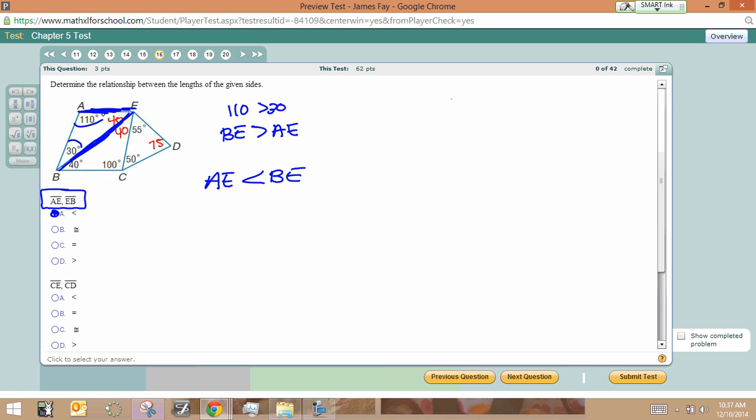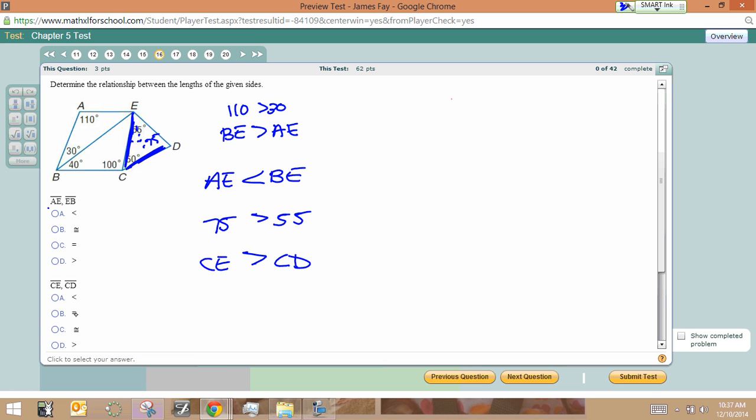They want CE compared to CD. So CE is that segment there. CD is that one. We know that was 75. So 75 is bigger than 55, because 75 is across from that side. So the side across from 75, which is CE, must be bigger than the side that's across from 55, which is CD. So CE is bigger than CD.